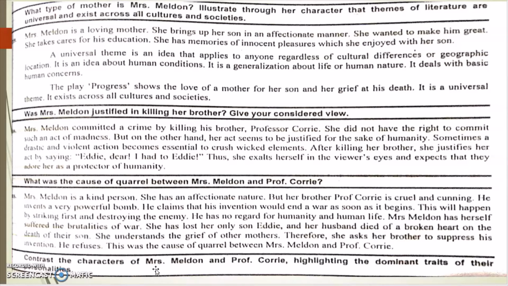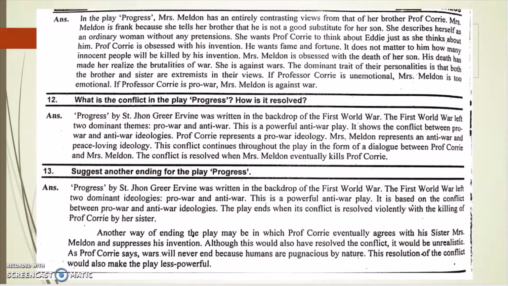Next is contrast the characters Mrs. Melton and Professor Corey, highlighting the dominant traits. Traits are characteristics, qualities of their personality. Again, it's going to be a repetition. Mrs. Melton is totally opposite to her brother Corey. Mrs. Melton is frank because she tells her brother he is not a good substitute of her son. She describes herself as an ordinary woman without any pretensions. She wants Professor Corey to think about Eddie just as she thinks about him.